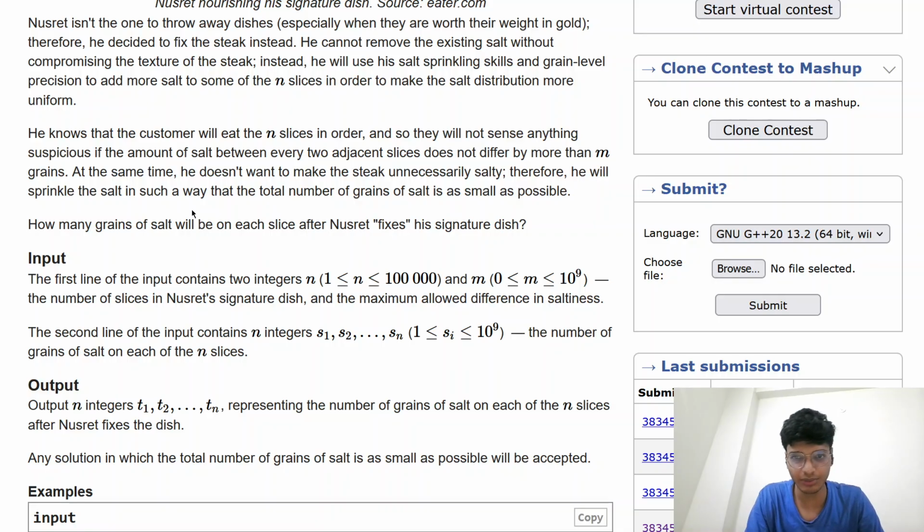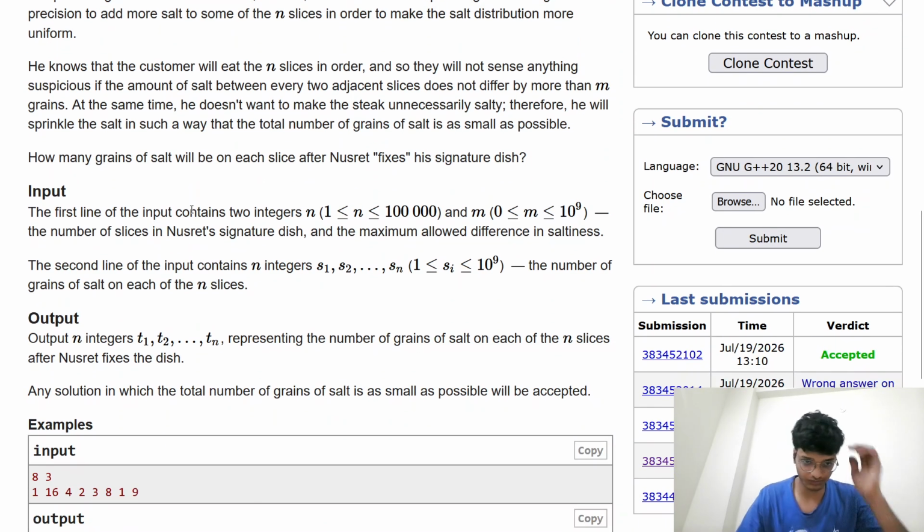That is, let's suppose the streak is S0, S1. Then the absolute value of S1 minus S0 should be less than or equal to m. Same with S1 and S2, the absolute value of the difference. So that is what we have to do. Let's come to the input.